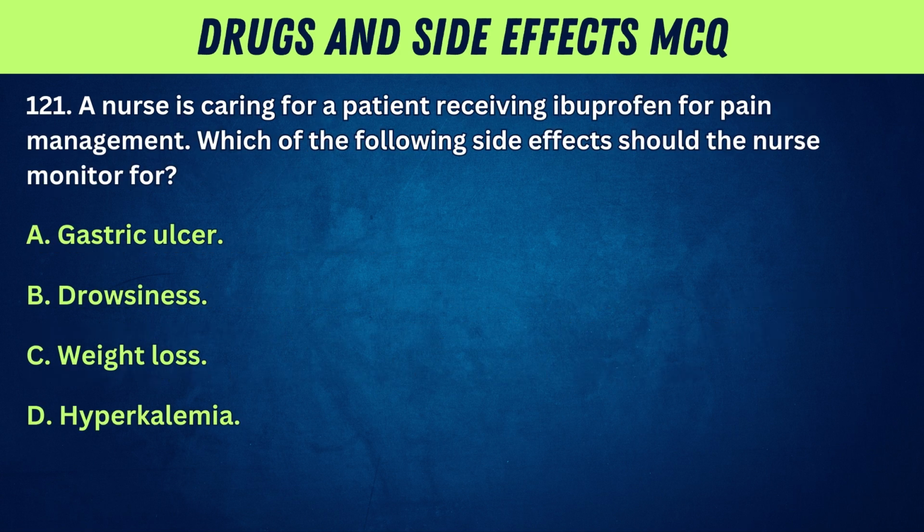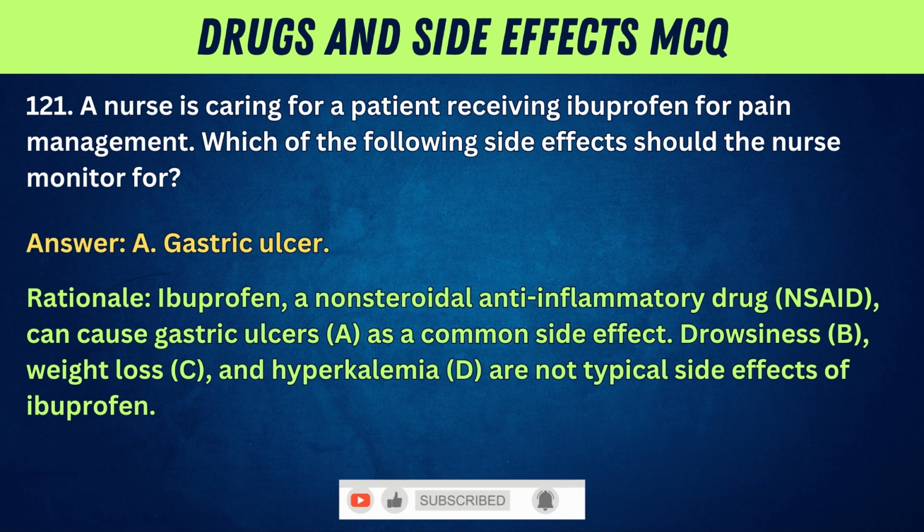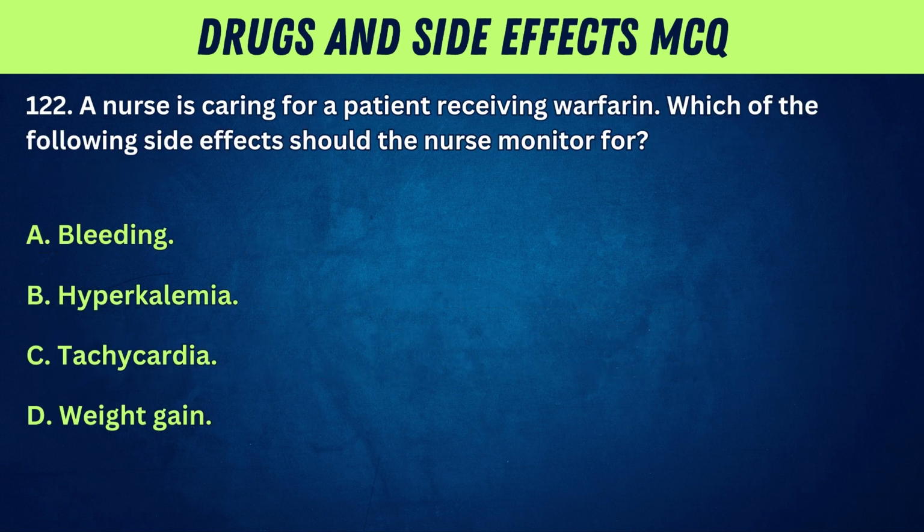121. A nurse is caring for a patient receiving ibuprofen for pain management. Which of the following side effects should the nurse monitor for? A. Gastric ulcer. B. Drowsiness. C. Weight loss. D. Hyperkalemia. Answer: A. Gastric ulcer. Rationale: ibuprofen, a nonsteroidal anti-inflammatory drug, NSAID, can cause gastric ulcers, A, as a common side effect. Drowsiness, B, weight loss, C, and hyperkalemia, D, are not typical side effects of ibuprofen.